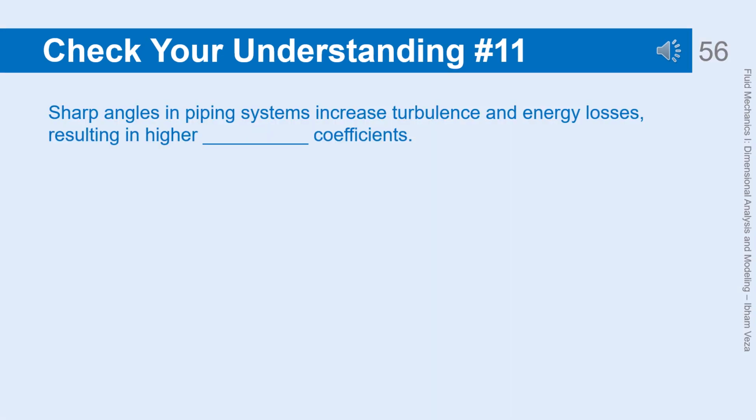Check your understanding, number 11. Sharp angles in piping systems increase turbulence and energy losses, resulting in higher loss coefficients.